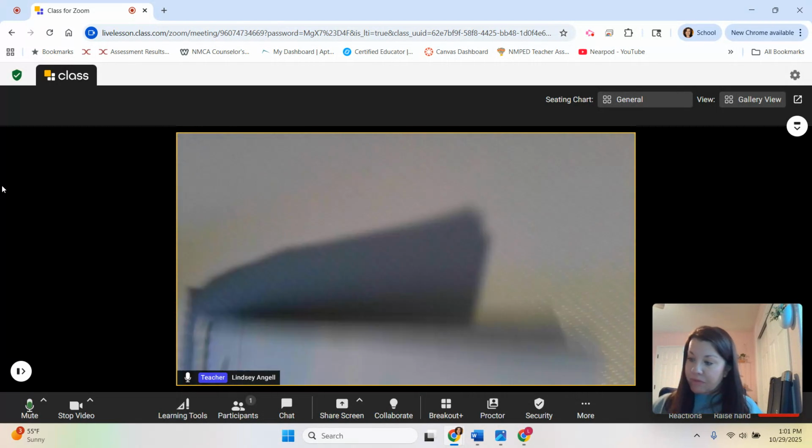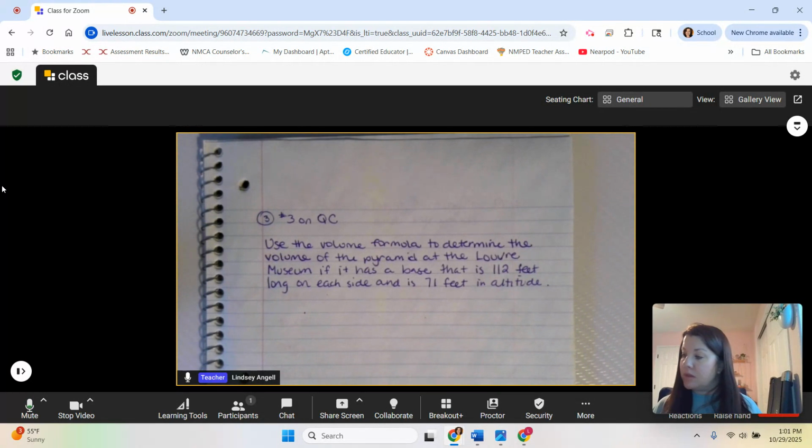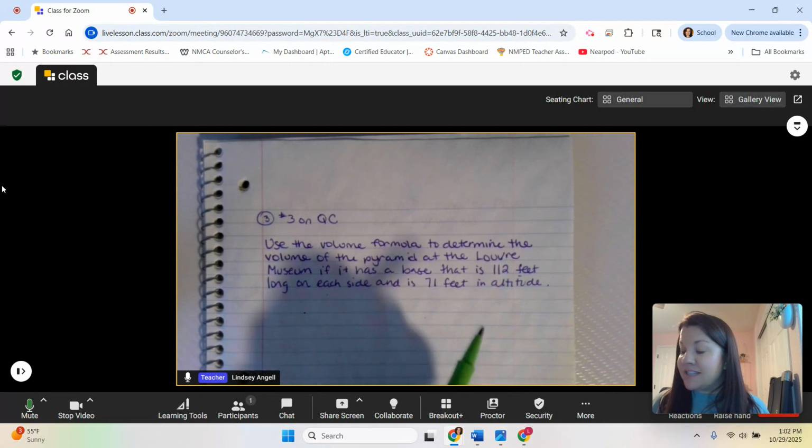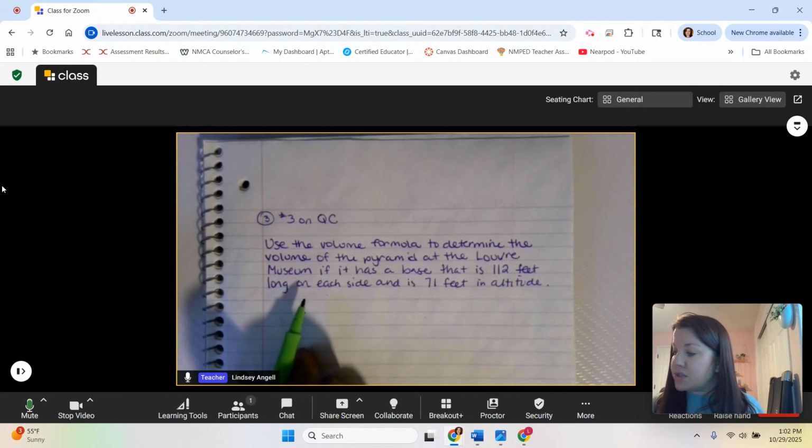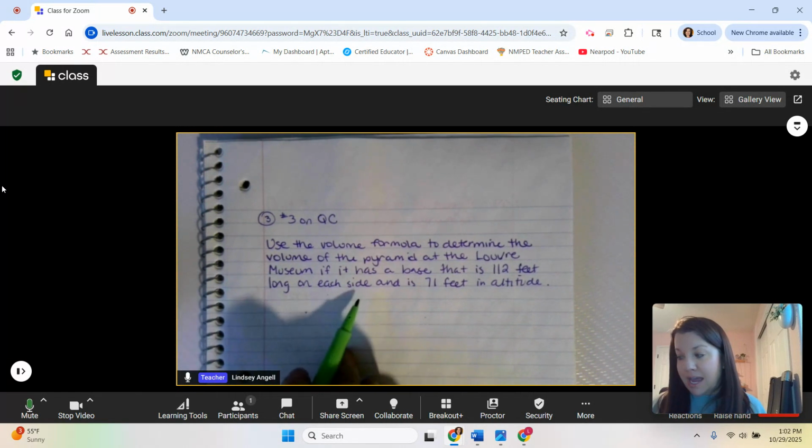Number 3 is number 3 on your quick check. Use the volume formula to determine the volume of the pyramid at the Louvre Museum if it has a base that is 112 feet long on each side and is 71 feet in altitude. The pyramid at the Louvre, that's a famous art museum in Paris. You might have heard about it recently, especially with the theft that went on there. But anyway, it is a square pyramid. If it tells you that it is 112 on each side, that means it's a square.